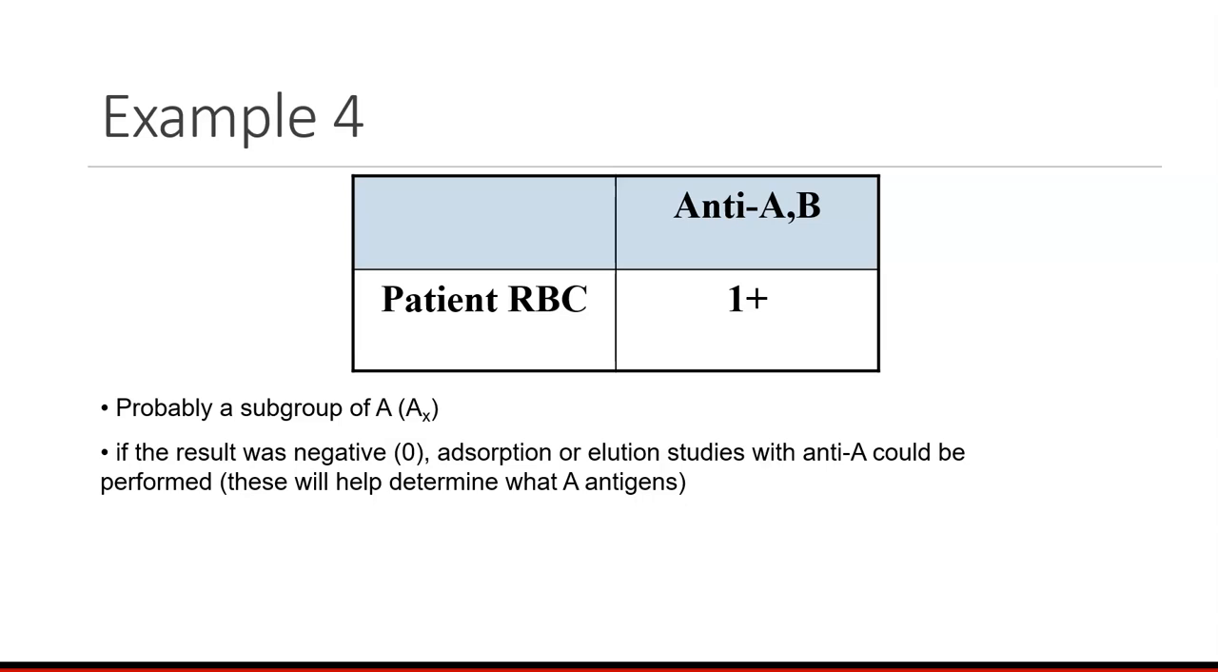But if I threw everything out at you right now, probably your head's spinning off your shoulders. But again, when we tested it with the anti-A,B, it was positive. So this is probably a subgroup of A, probably AX, which I wouldn't expect you to know the exact specificity. What I would want you to know is it's a subgroup of A weaker than A2.